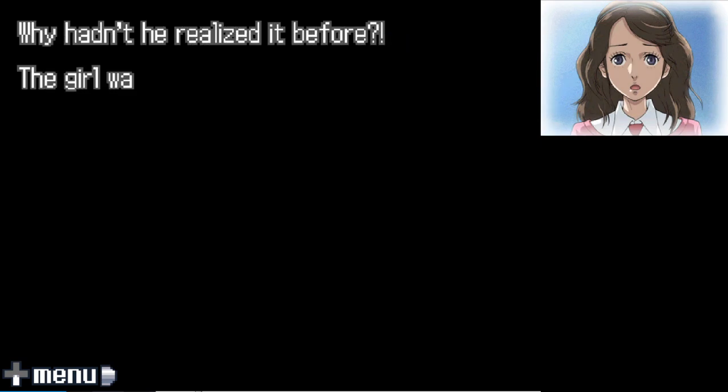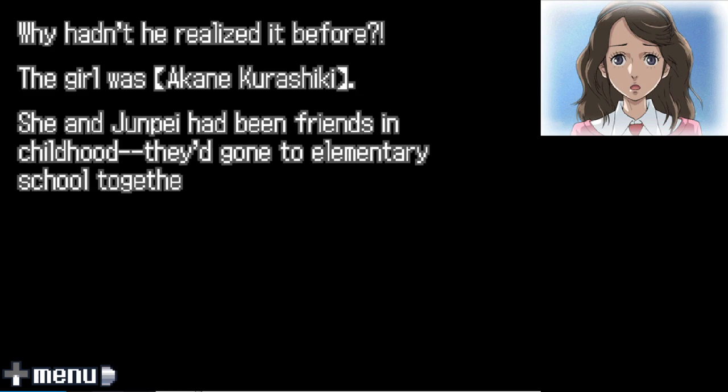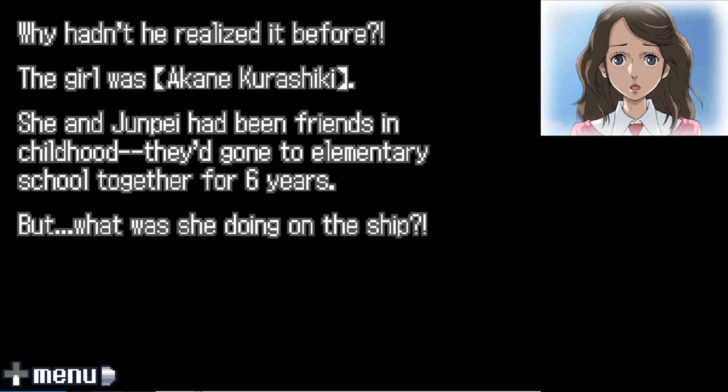Why hadn't he realized it before? This girl was Akane Kurashiki. She and Junpei had been friends in childhood. They'd gone to elementary school together for 6 years. But what was she doing on the ship?